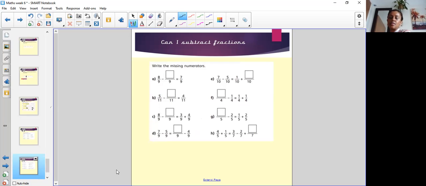And finally, there is a third challenge for you to do, which is complete the questions by writing in the missing numerators. So you would have to be working backwards in some of these questions in order to find out the answer. That is all from me today, everybody, and I look forward to your work and having an understanding of how you've got on with this, and we will definitely be going through this in our live session.